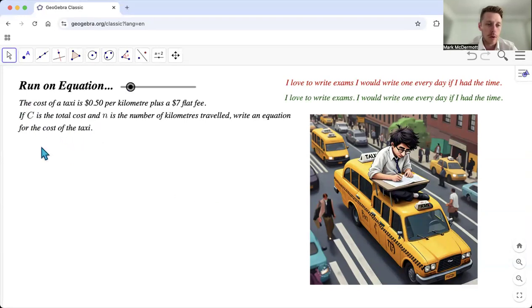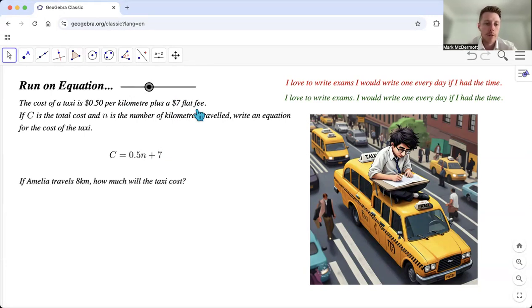So let's look at this problem. It says the cost of a taxi is 50 cents per kilometer plus a $7 flat fee. If C is the total cost and N is the number of kilometers traveled, write an equation for the cost of the taxi. So pause the video, have a moment to think about that. But I hope you would agree that we would say that C equals 0.5, which is 50 cents, multiplied by the number of kilometers you travel, plus 7, because it's a $7 flat fee. The flat fee is what the taxi charges no matter what.